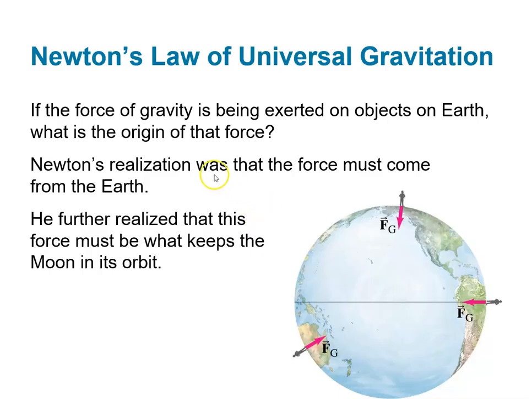And so Newton said, if there is something called gravity that is drawing objects or pulling objects toward the Earth, what is the origin of that? And he hypothesized or realized that the force must come from the Earth itself, and that it was that force that also kept the moon in orbit around the Earth.